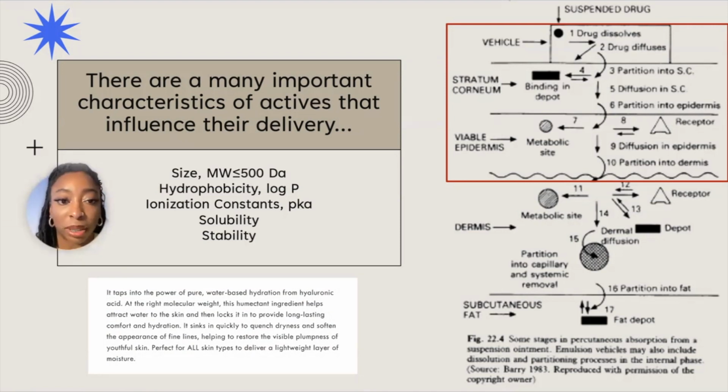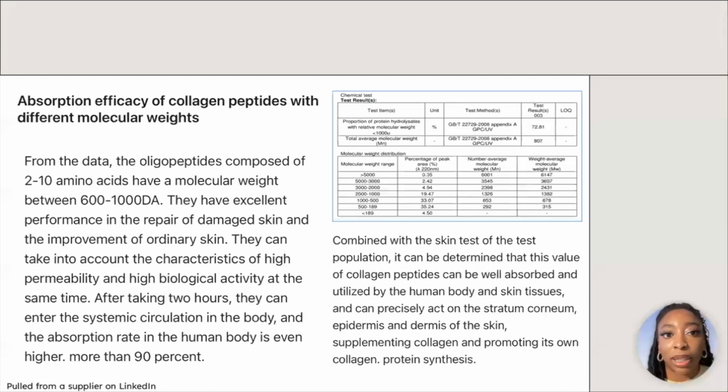This excerpt here at the bottom is a description of a hyaluronic acid serum from a brand. Look at some of the claims and think about the size of hyaluronic acid and how that would affect its ability to, quote unquote, sink in. Keeping this in mind, let's look at the supplier bulletin that I pulled from LinkedIn, because this talks about the absorption efficacy of collagen peptides with different molecular weights. I highlighted a couple things, but the first thing that I noticed, obviously, what we just talked about, is that the size is over 500 Daltons. So this is probably too big to be delivered through the skin.